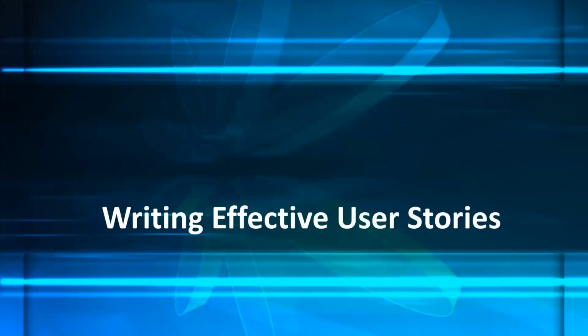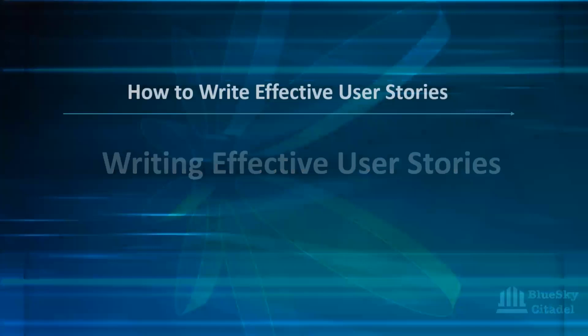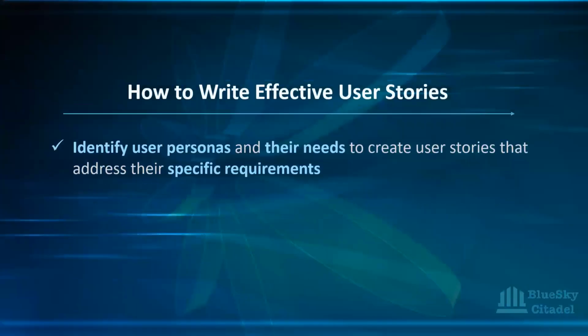Okay, so let's look at how we make sure that these stories are effective. How to write effective user stories. And there are two things that you need to do. The first thing you need to do is identify user personas and their needs to create the user stories that address their specific requirements. This ties in with what we discussed in the last session, gathering requirements.